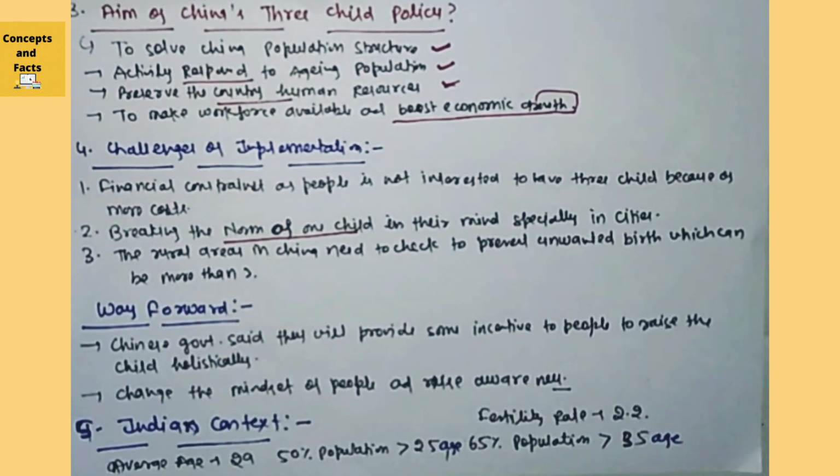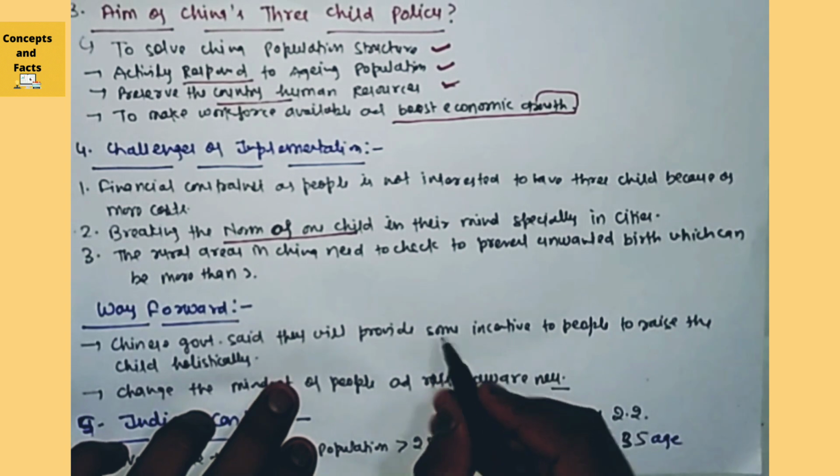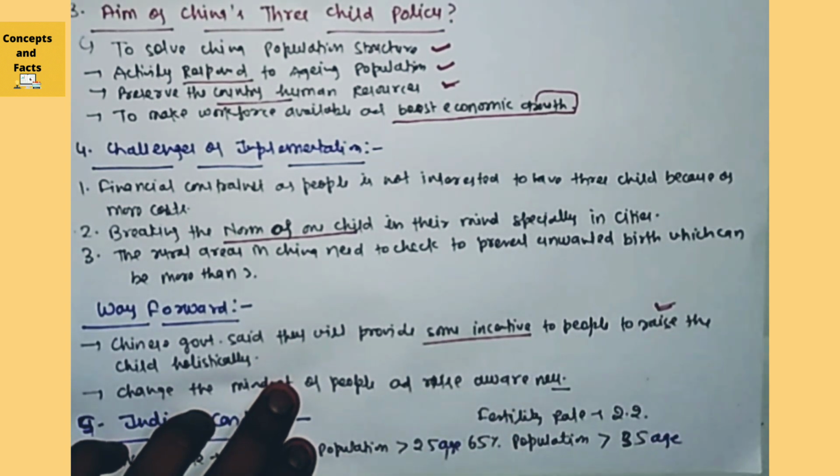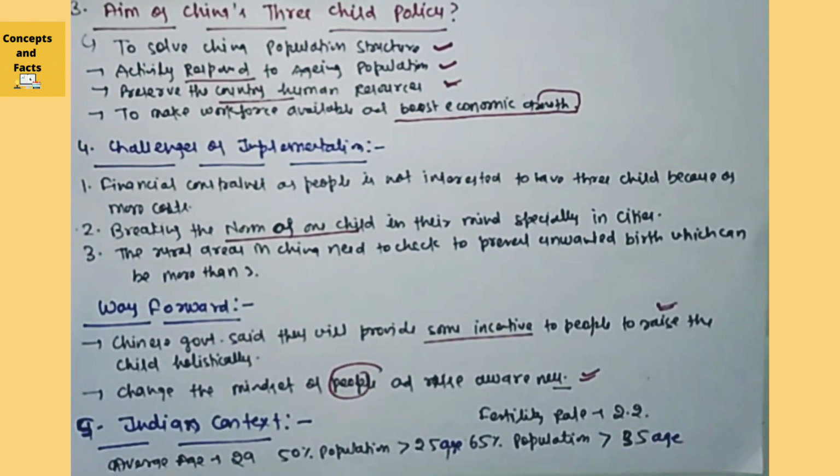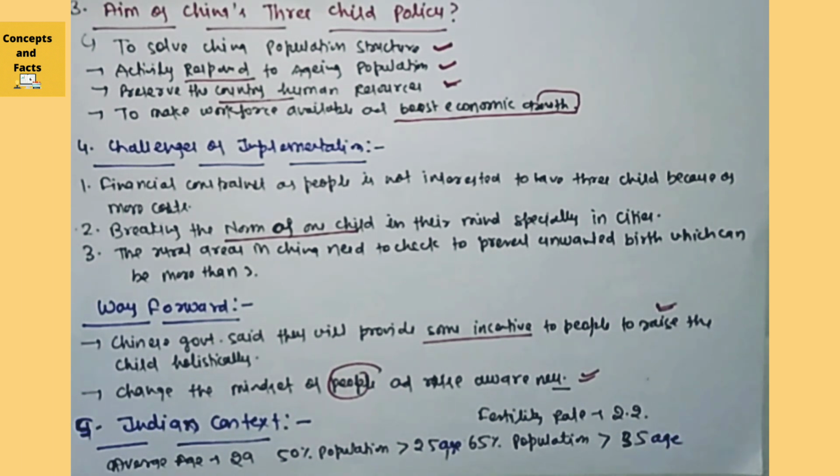So what is the way forward? What can the Chinese government do to incentivize people to produce three children, at least three children, to meet its aging demand and workforce needs and boost economic growth? The Chinese government shall provide some incentives to people to raise the child holistically, change the mindset of people and raise awareness. These are the two most important points the government can act on, and they will help Chinese couples to produce more children, solve the population problem of China, and China will become more and more younger.